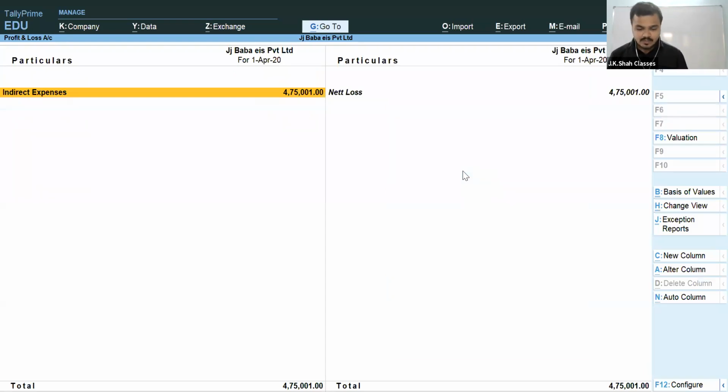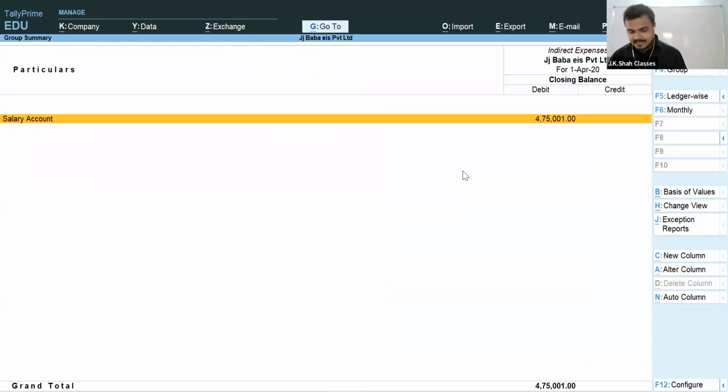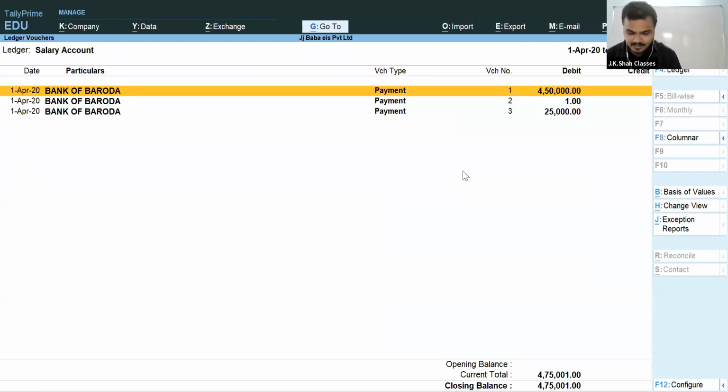In the profit and loss account, under indirect expenses, salary expenses in the month of April, 3 vouchers are there, and we had paid Vishal 25,000 salary. But actually, it is how much? Sir, it is 30,000. Okay, so what do I need to do now?